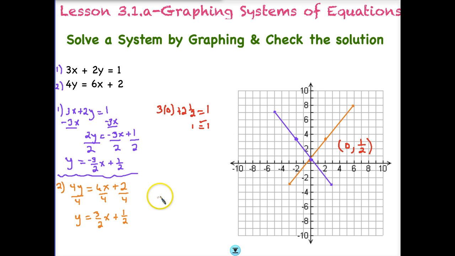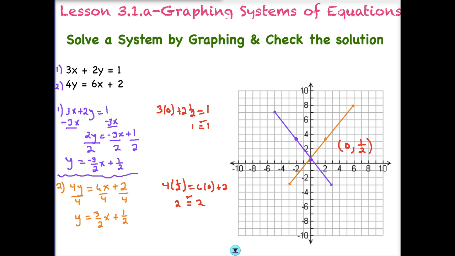Now let's go to our second equation here. In our second equation, we will have 4 times y, which is 1/2, equals 6 times 0 plus 2. 4 times 1/2 is the same as 4 over 2, and 4 over 2 is 2. 6 times 0 is 0, and that leaves us with 2. So that checks out for the second one as well. And that's how we check our solutions.